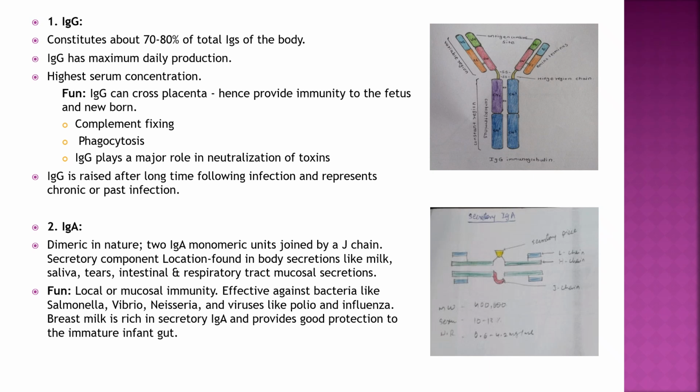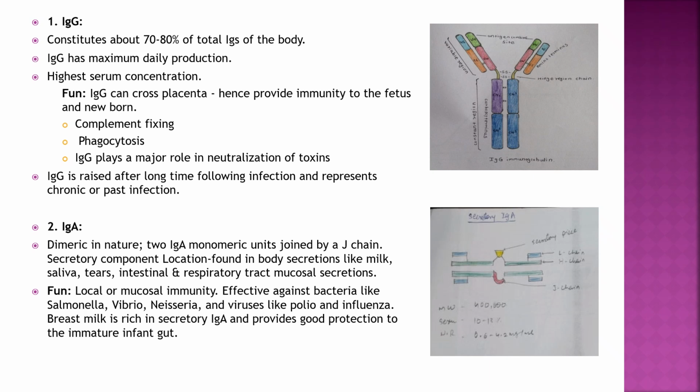The first immunoglobulin is IgG, which constitutes about 70 to 80% of the total immunoglobulins of the body. It has maximum daily production and highest serum concentration. Function: IgG can cross the placenta, hence provides immunity to the fetus and newborn. It is complement fixing and promotes phagocytosis. IgG plays a major role in neutralization of toxins. It is raised a long time after infection and represents chronic or past infection.